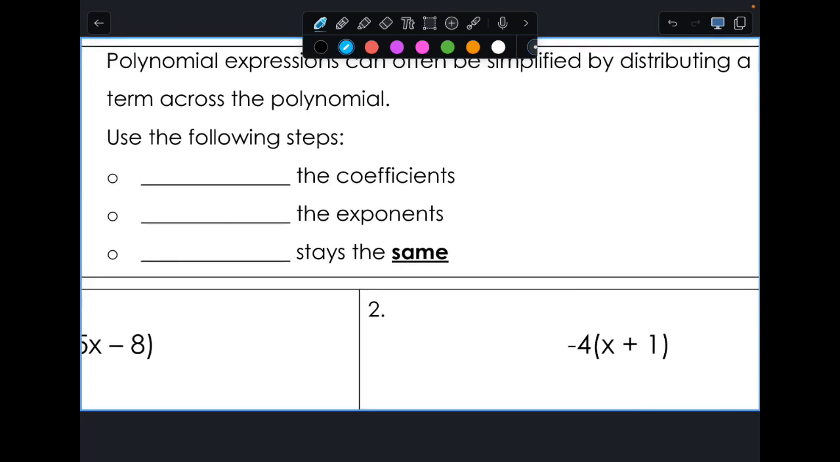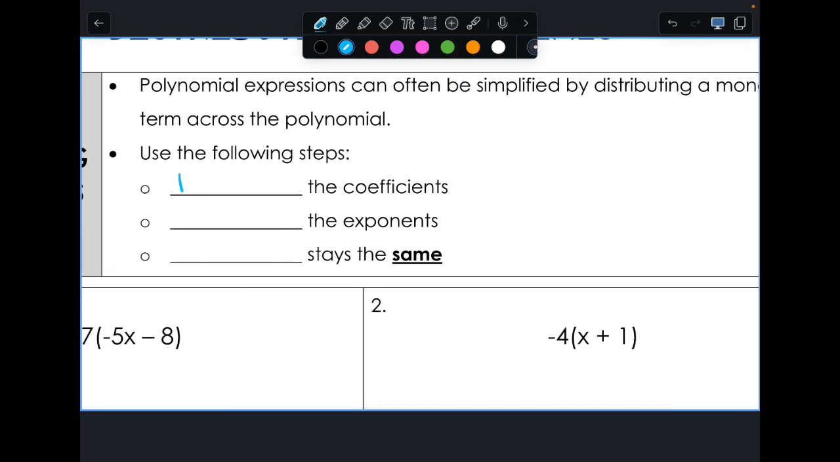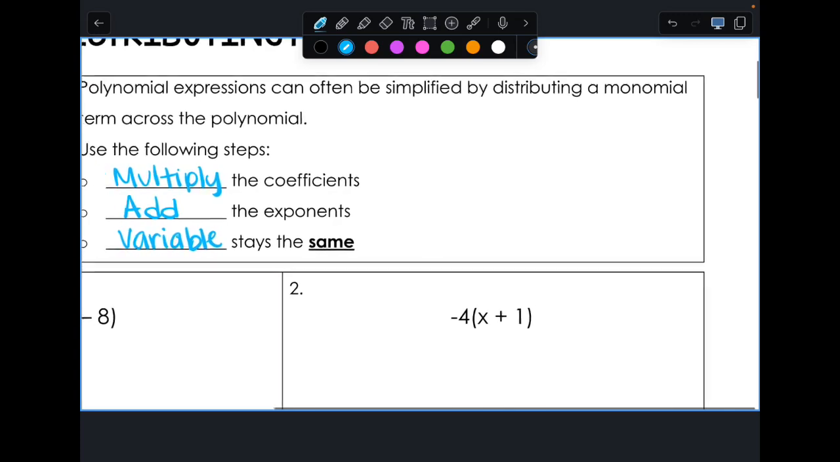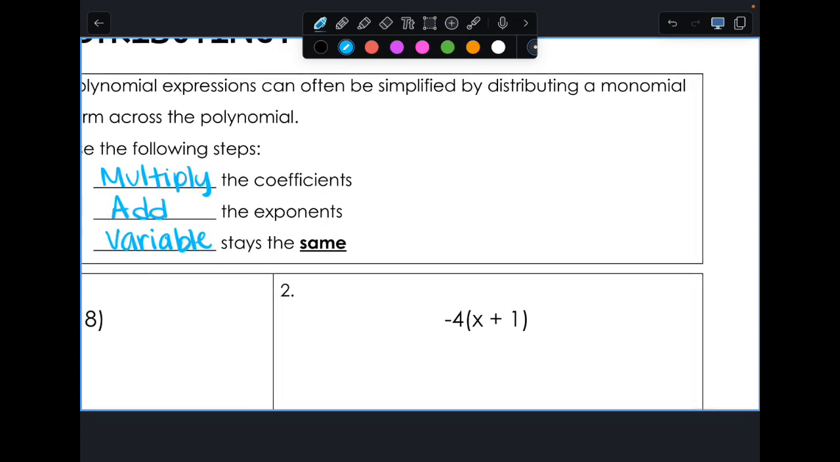To distribute a polynomial, remember you're going to multiply the coefficients, add the exponent, and remember your variable stays the same. So before we move on to example 1, let's go back over the difference between distributing and combining.